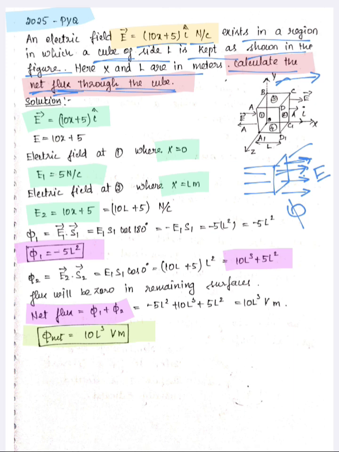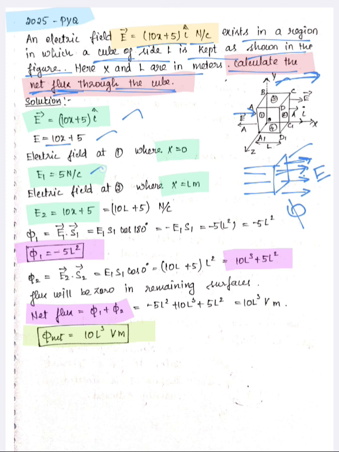The given electric field is (10x + 5) i cap. That is, the electric field is along the positive x direction and it is a function of x. We know there are 6 surfaces in a cube. We label the 6 surfaces, and the electric field is passing through surfaces 1 and 2, because these two surfaces are perpendicular to the field lines.